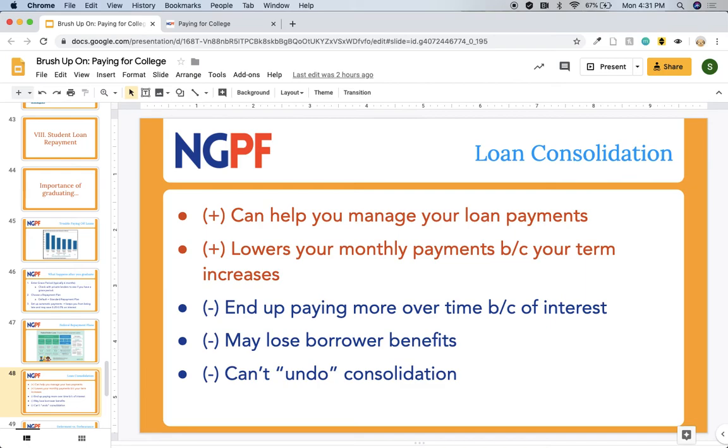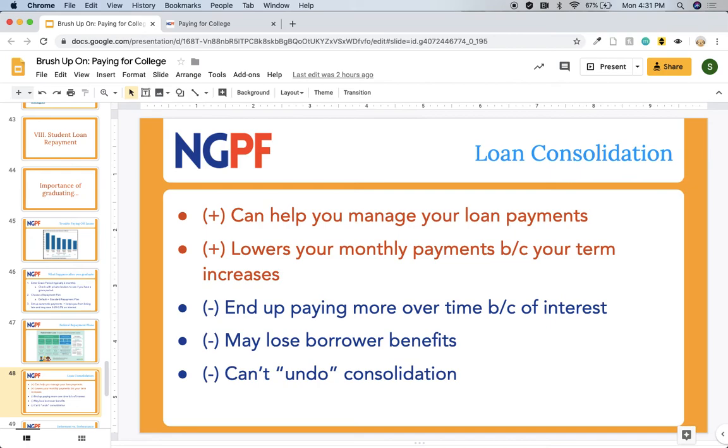Now, the downside of that, as you well know, is that you can end up paying more over time because of the interest. If your term increases, that means you're paying more in interest. You may also lose some borrower benefits that came with your original lender. So you want to make sure that if you decide to consolidate, you know what potential benefits you might be losing.